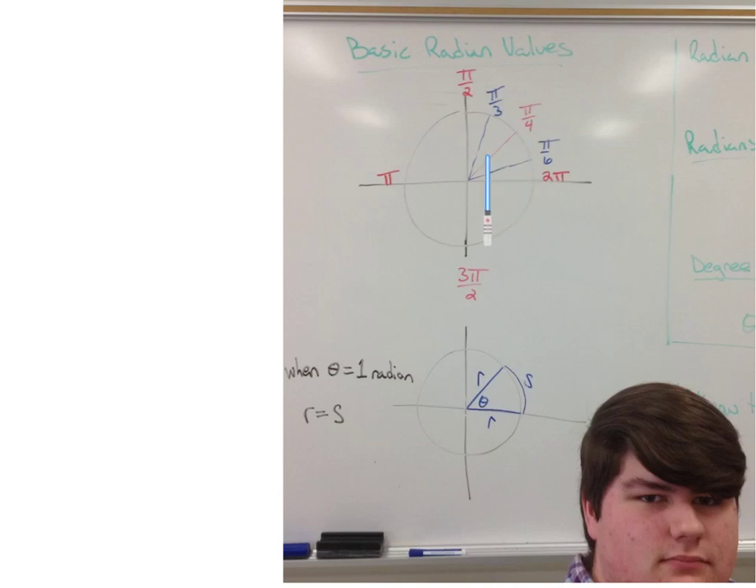Okay, so then the next part is 7 pi over 5. So again, we're just comparing fractions. Is 7 over 5 bigger than 1 over 2? Is 7 over 5 bigger than 5 over 5, or 1? Yeah. Is 7 over 5 bigger than 3 over 2?